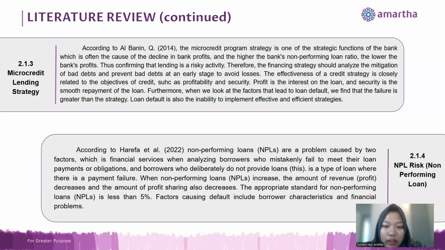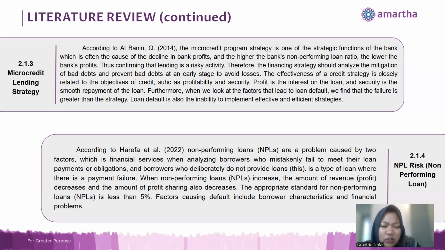Furthermore, when we look at the factors that lead to loan default, we find that the failure is greater than the strategy itself. Loan default is also the inability of the management to implement effective and efficient strategies. And according to Hariva et al. in 2022, non-performing loans or NPL are a problem caused by two factors: financial services mistakenly failing to assess borrowers who cannot meet their loan payment obligations, and borrowers who deliberately do not repay the loan. It is a type of loan where there is a payment failure.